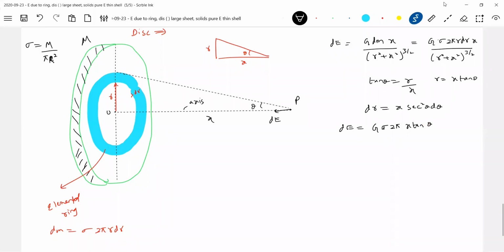Okay, let me try this one. r equal to x tan theta. So this will be x secant square theta d theta. One more x.